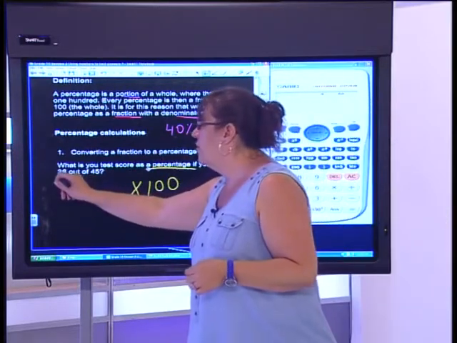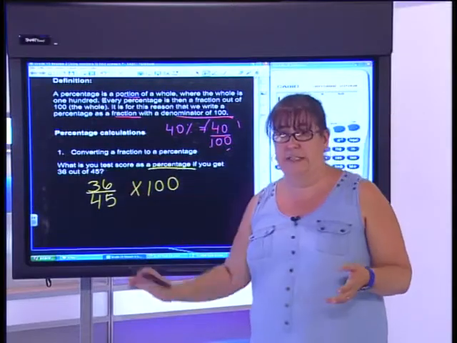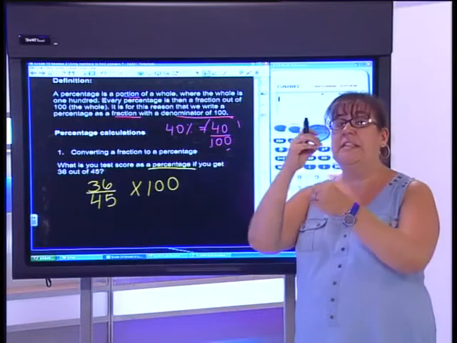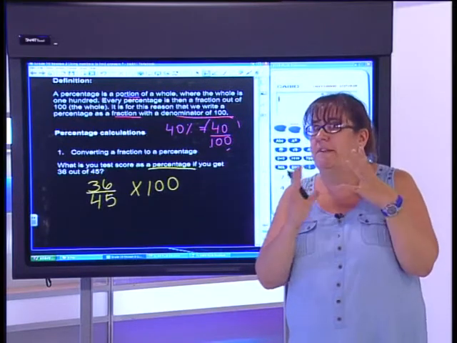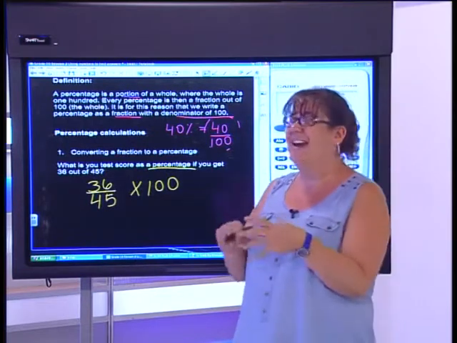Now I'm looking, I've got 36 out of 45. I need my fraction. My fraction is my result for the test, which in this case was 36, out of the total possible marks that we could get for the test, which were 45. So that gives me my fraction. Most of the time, you will be dealing with the small number divided by the big number, if you want to say it like that. Not very mathematically correct, but we can use it.